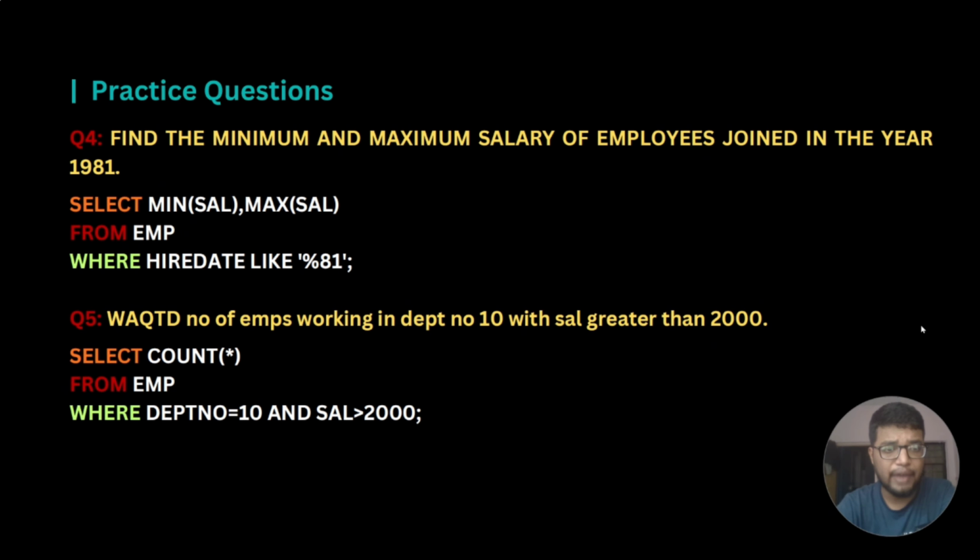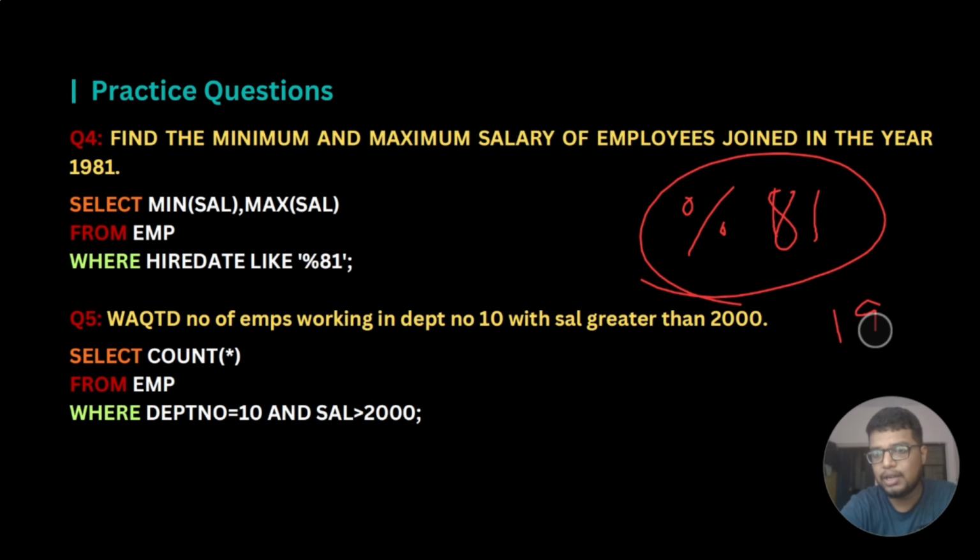The second last question. Find the minimum and maximum salary of employees joined in the year 1981. Exactly the same pattern. Select minimum salary, maximum salary from our employee table where hire date like %81. Here we are basically using pattern matching. If the pattern is something that ends with 81, because in 1981, if you see the last two digits, it is 81. We can do it like this also.